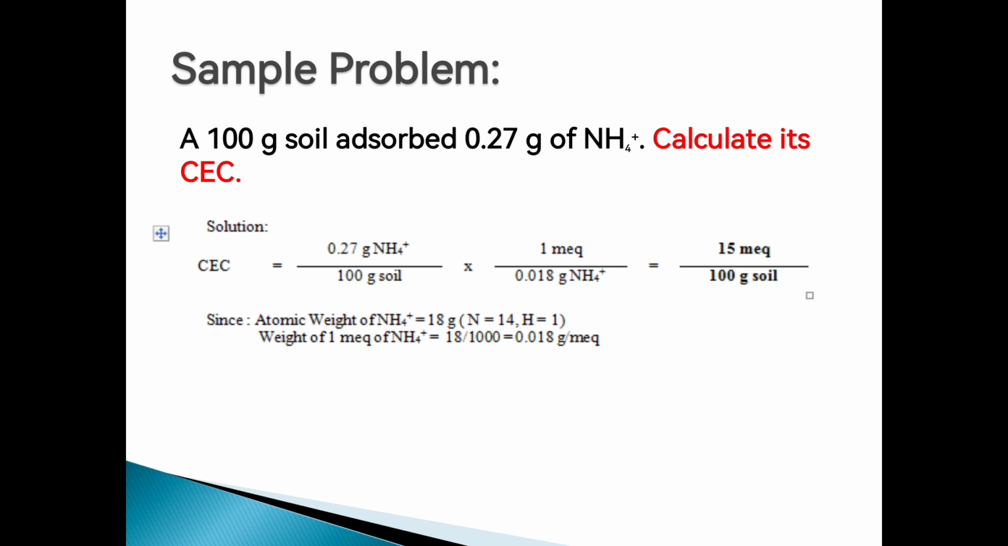Then we have another problem here. A 100 gram of soil absorbs 0.27 gram of ammonium during the analysis with the ammonium acetate method. Calculate its CEC. So we have here 0.27 gram ammonium per 100 gram of soil. We just calculate with the milliequivalent of ammonium, which is 0.018. How to calculate is given below, and it is equal to 15 milliequivalent per 100 gram of soil.